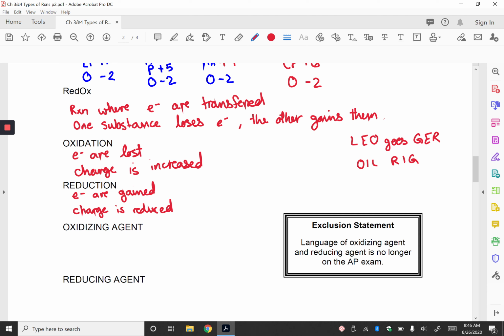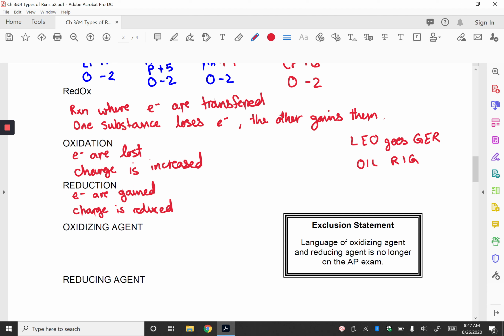Oxidizing agent and reducing agent, that language is out of the AP exam, so they will never ask you what is the oxidizing agent or what is the reducing agent. I, again, have this in your notes just so that you have them for when you go to college. That's something that you need to know.